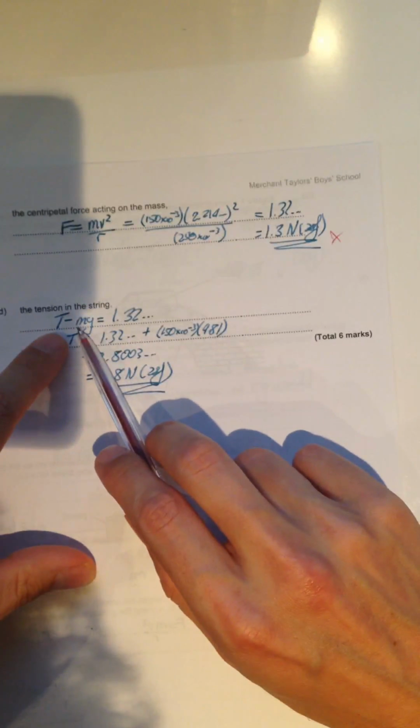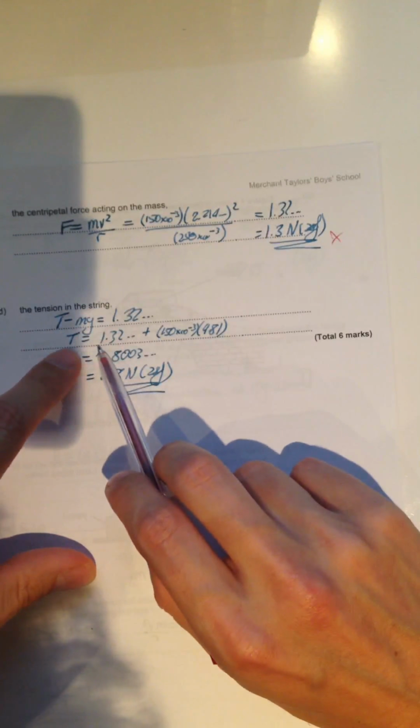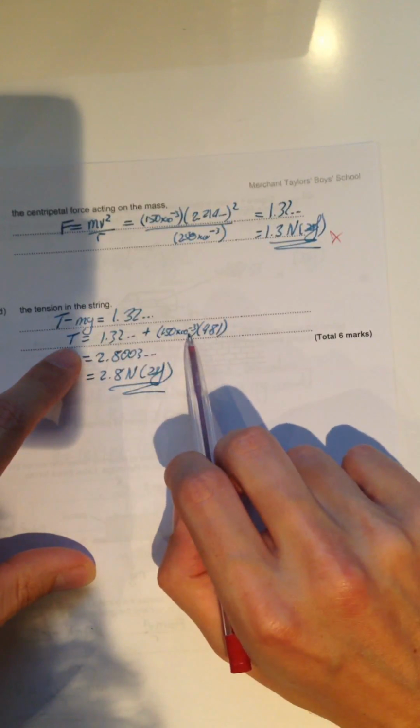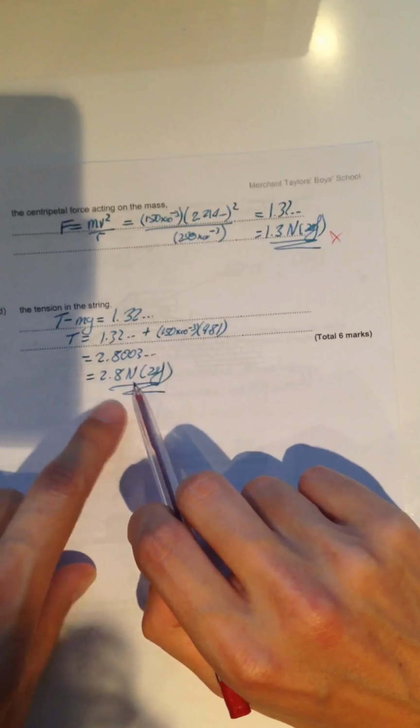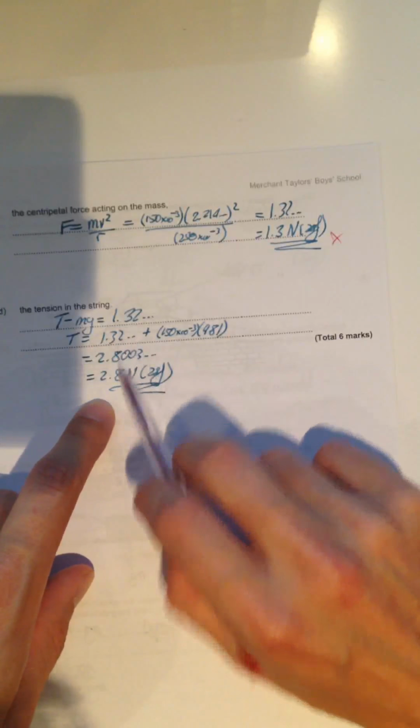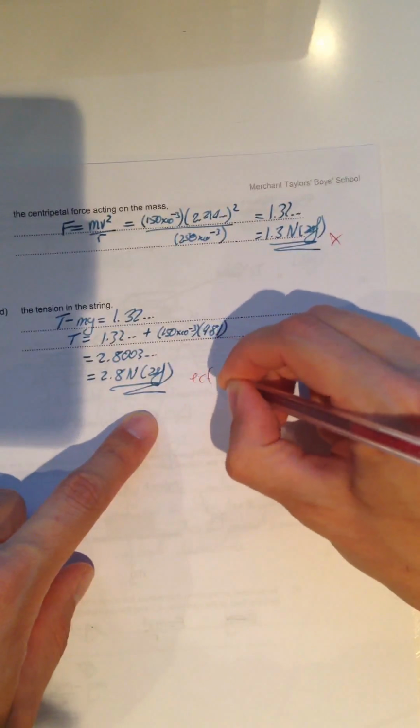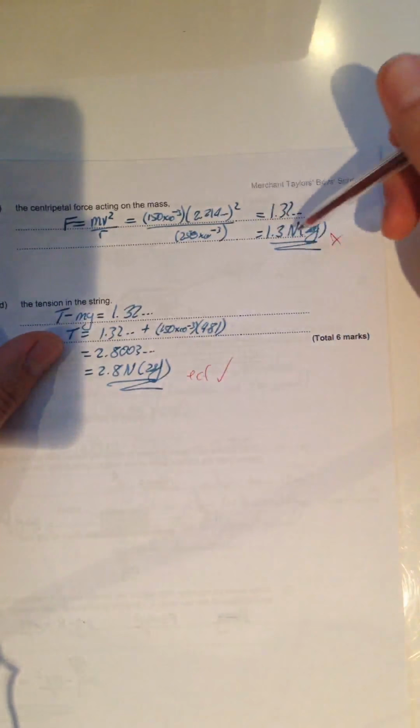Tension in the string. Although that's wrong, you've done the right method, so you get an ECF mark. So just go back and check this one again, but everything else is fine there.